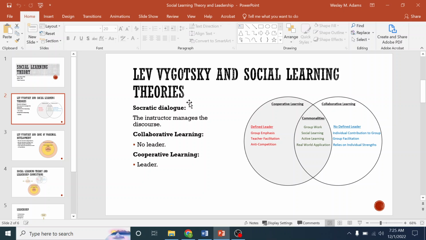And we broke social learning up into collaborative learning, having no leader, and cooperative learning. And we were going to need this for group work and for the activity that we were going to do in class. I wanted you to kind of test those two and see which of those methods of social learning were you using in your group.